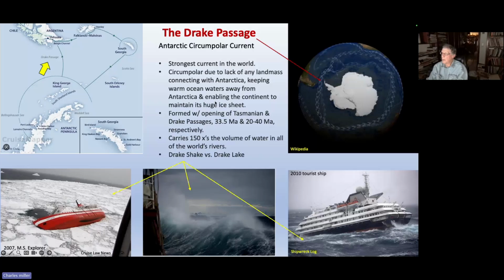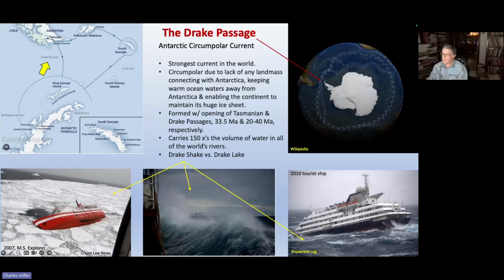Okay, now back to the Drake Passage. And this image shows it quite well. The current going through here is the Antarctic Circumpolar Current. It goes by two monikers. I mentioned this: the Drake Lake, which is placid, and the Drake Shake, and these are three images from the Drake Shake. So let me talk about that.